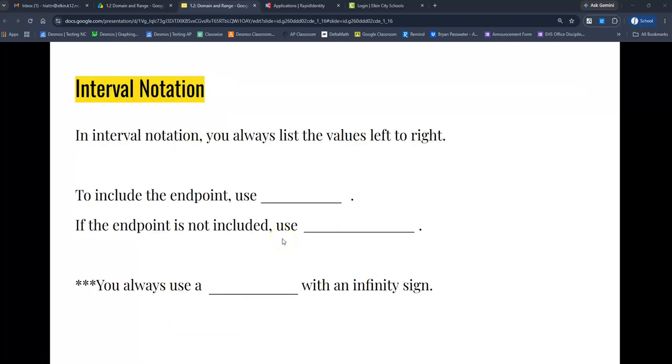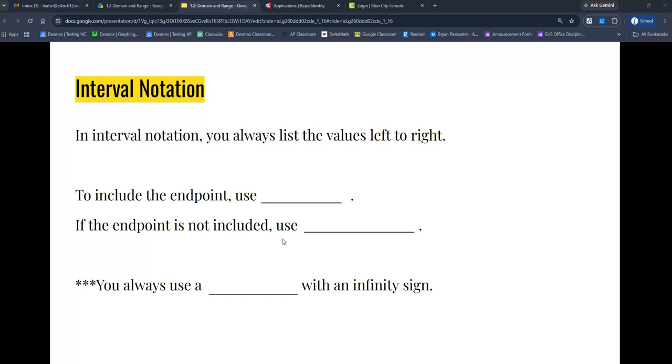Make sure you know these. We'll need to know those. We're going to learn two types of notation here. We're going to use interval notation and inequality notation. We have to know them both because they might throw either one at us on the EOC. Most kids usually find interval notation a little bit easier. In interval notation, you're always going to go left to right, okay?